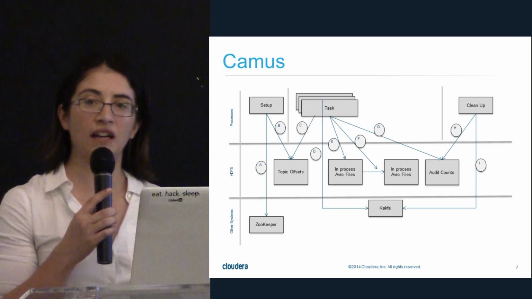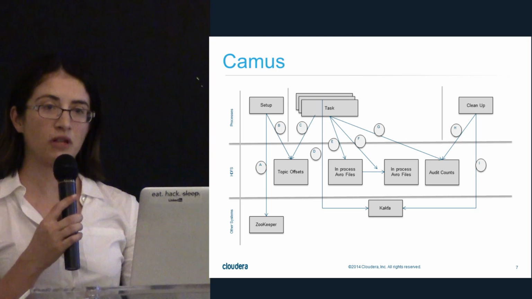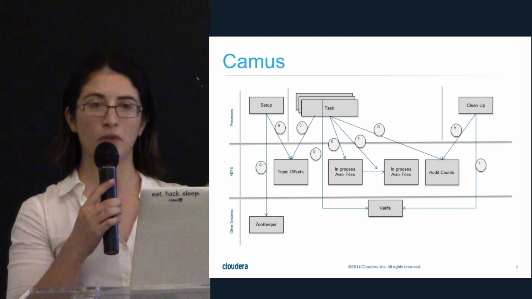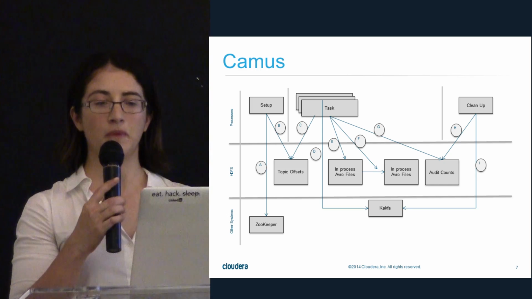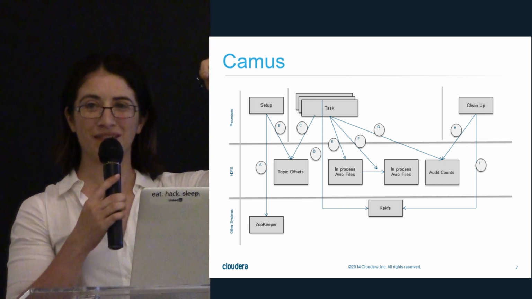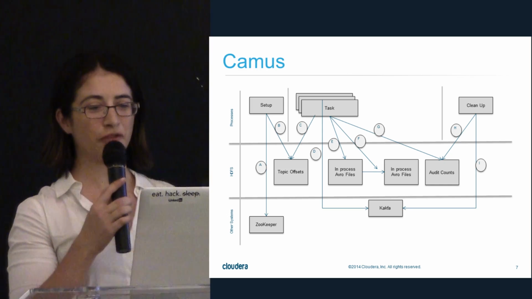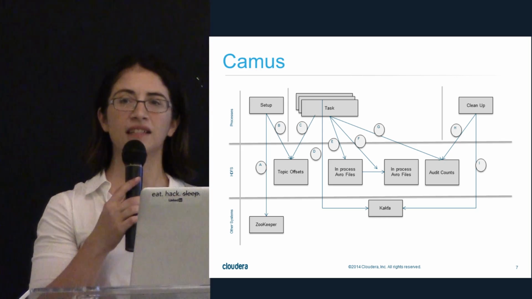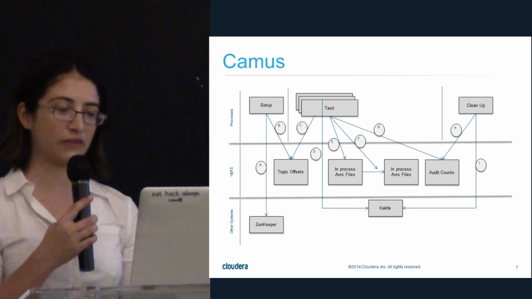And we also get audit counts. One of the nice things about Camus is that it can count how many rows were processed and in how much time, etc., from each partition, and it writes it back to Kafka. So if someone is very interested in that information, he can go back to Kafka and see the rate at which you are getting data, when the jobs run, etc.